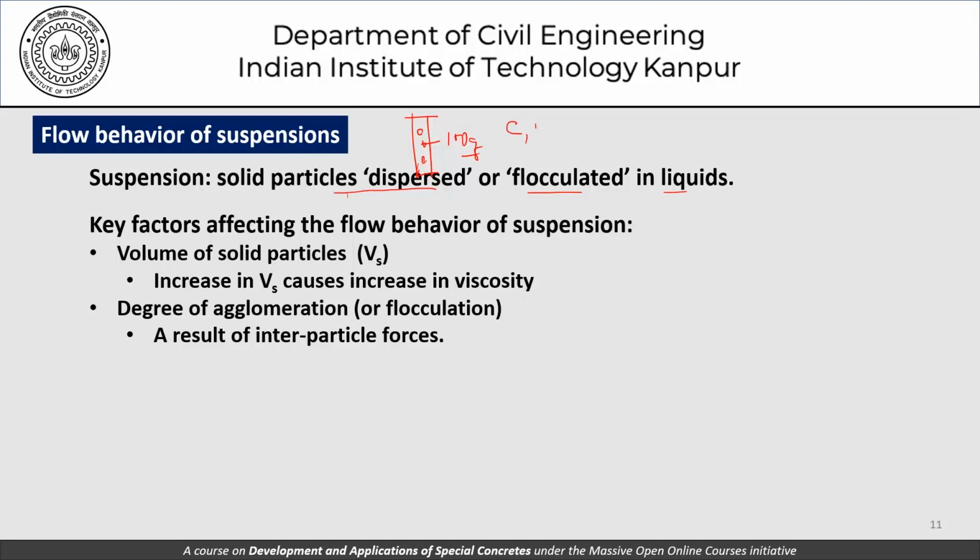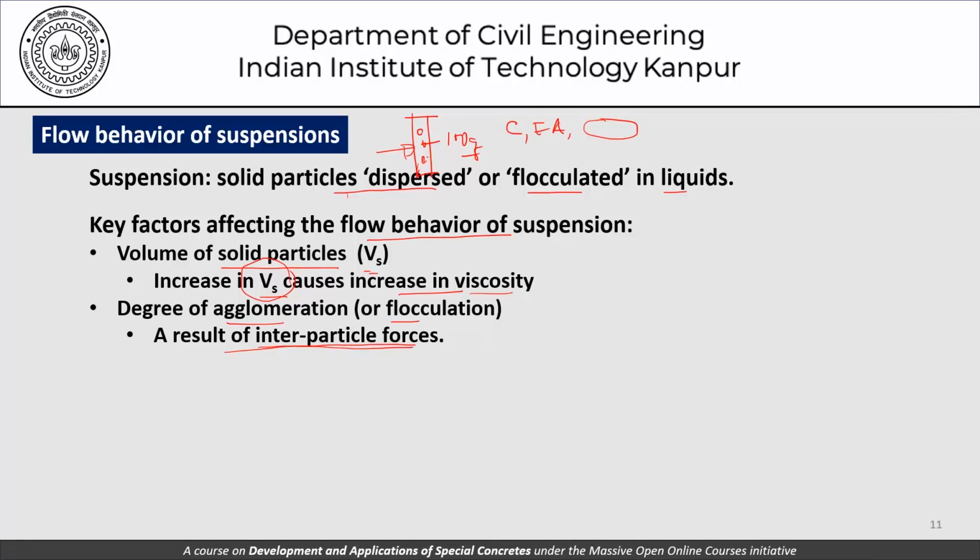With cement, fly ash, and any other fine material that you want to use, try to study the characteristics of this suspension in terms of its flowability or whatever it is, depending on how much of the solids you add to it. The key factor affecting the flow behavior of suspensions is the volume of solid particles, Vs. An increase in the Vs causes an increase in the viscosity. So as we increase the solid volume in this kind of a suspension, we can expect an increase in viscosity and a degree of agglomeration or flocculation. This is a result of interparticle forces.